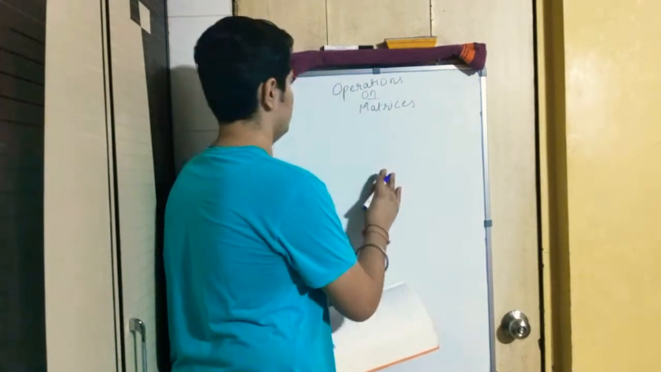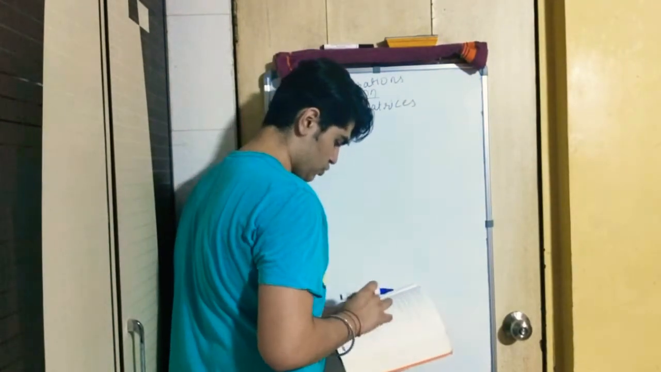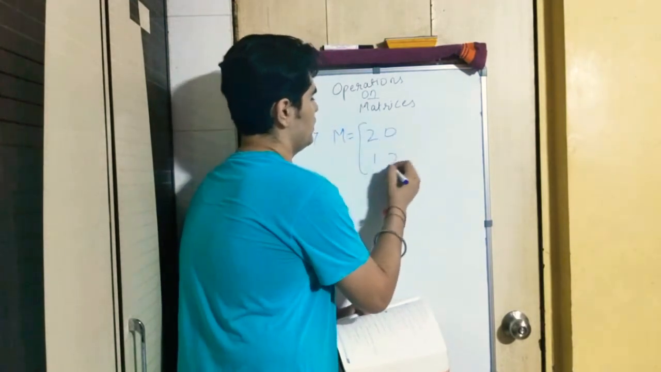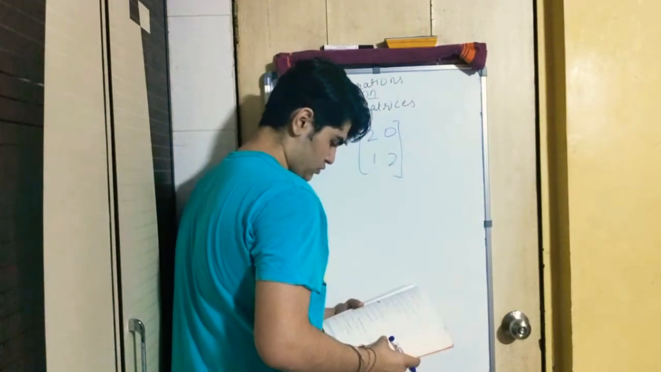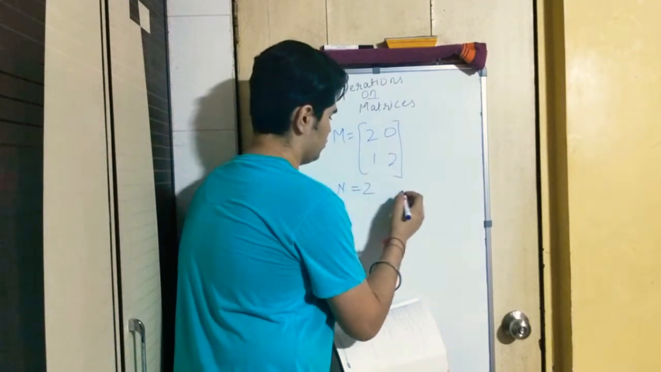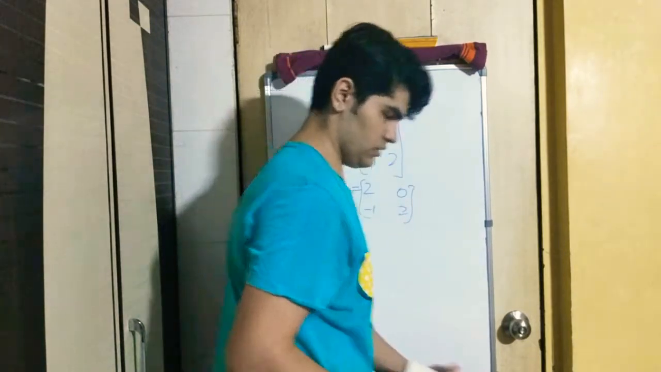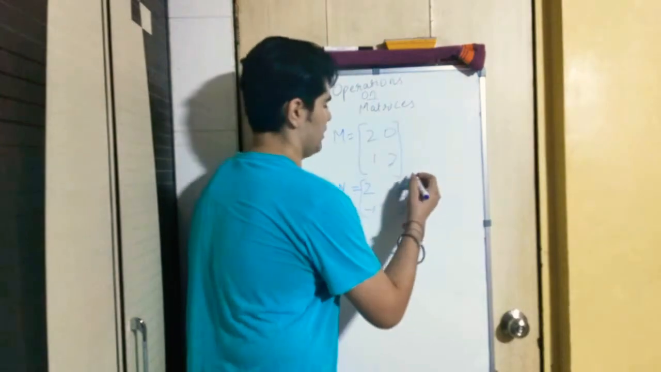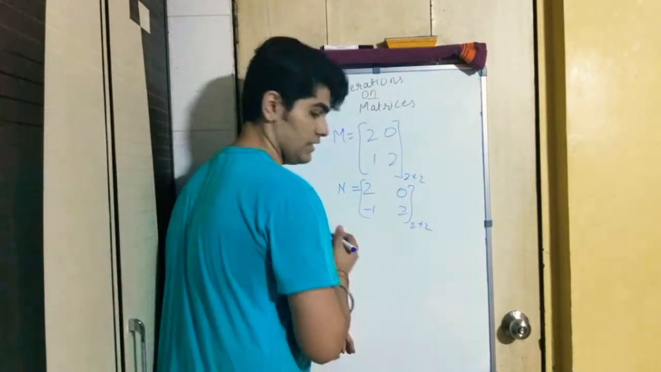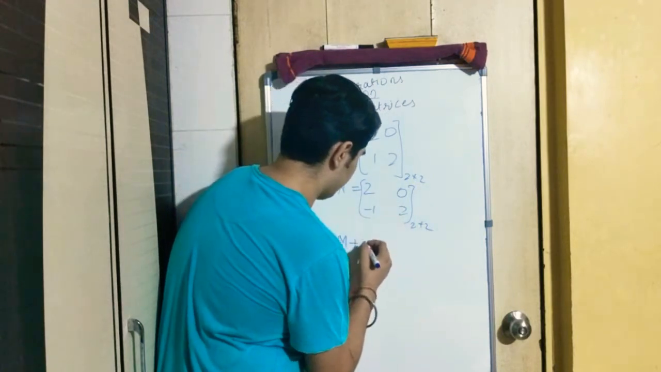Here we are given the first sum: M is equal to 2 1 1 2, and N is equal to 2 0 minus 1 2. First we find the order of both matrices. Here it is 2 into 2, here also it is 2 into 2. So we can easily add the two matrices, and the condition given is M plus 2N.